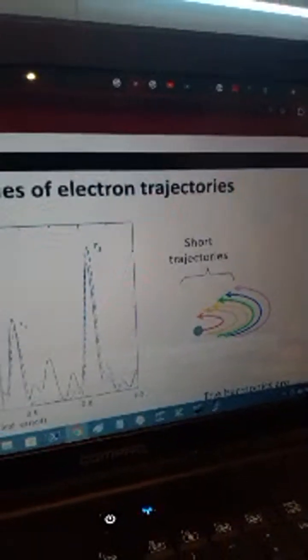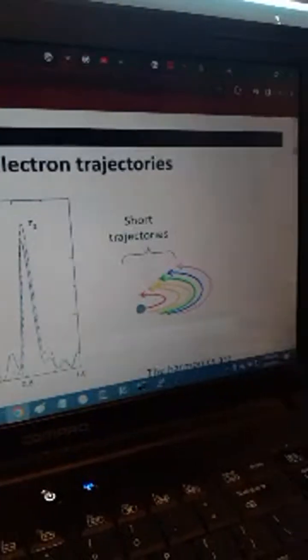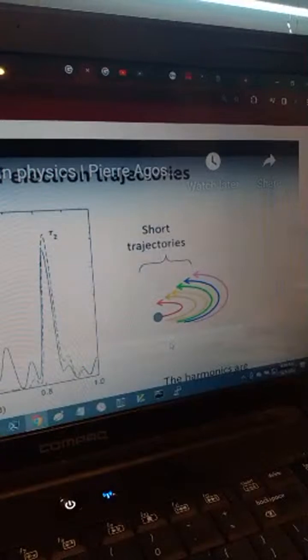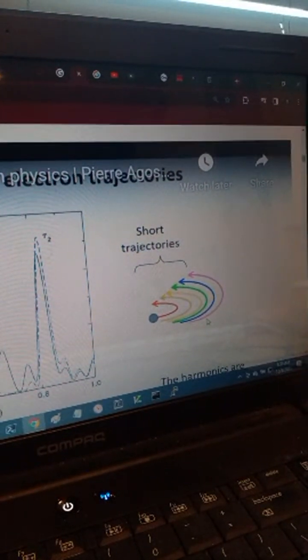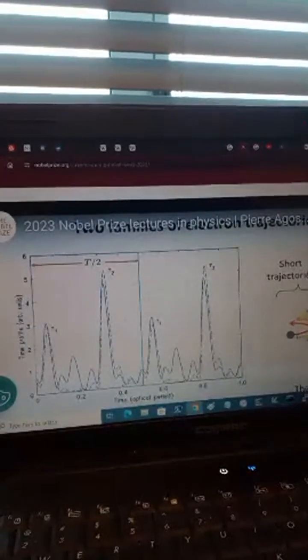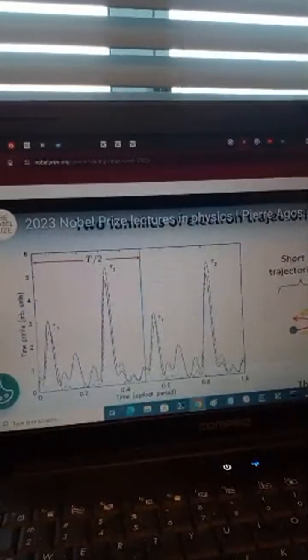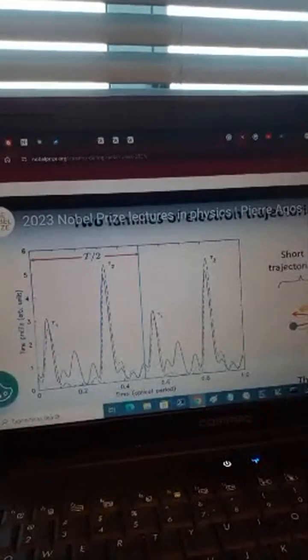How can we understand this multiple pulse emission? Actually, we can understand very simply using this three-step model and looking at the possible electron trajectory. This is just a very simple picture of these trajectories, electron going out and coming back. I put in colors the energy that the electrons have when they return. So you have higher and higher energy depending on when the electron is born. But there are also trajectories which take longer time and lead to a similar type of energy. So when you look at the possible trajectories, you find that there are short trajectory and long trajectory leading to the same kinetic energy. And this complex picture leads to this complex result in the time domain.